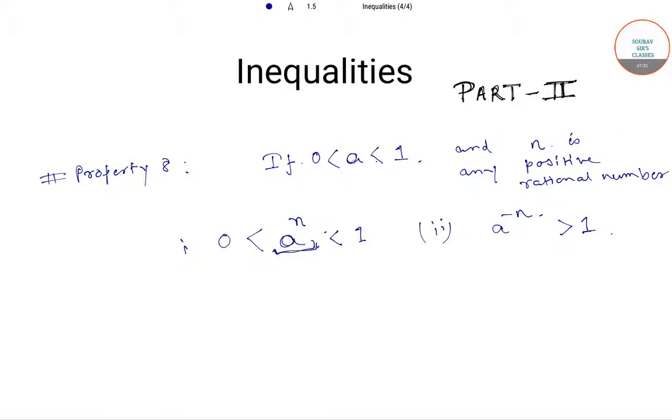So, when a is between 0 and 1, and n is a positive rational number, then a raised to the power n will also lie in the interval of 0 to 1, and a raised to the power minus n, that is 1 by a raised to the power n, would be greater than 1.